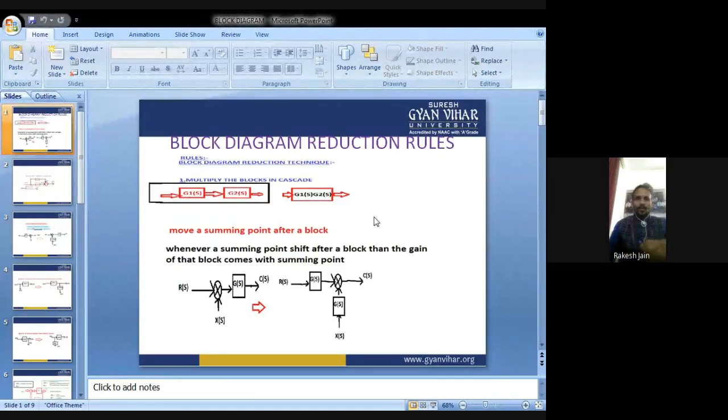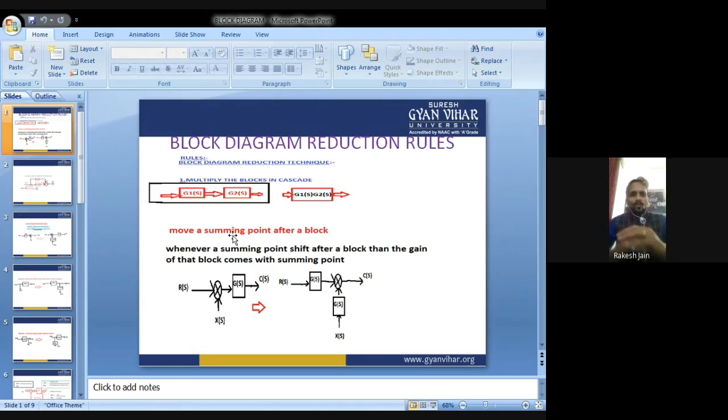So block diagram reduction rules. The first rule is what? Multiply the blocks in cascade. For example, G1(s) and G2(s) are two forward gains of two blocks. If they are in cascade, then as in the figure, the gain of both the blocks will be multiplied with each other and the new gain will be G1(s)G2(s). Means if the blocks are in cascade, just multiply their gain.